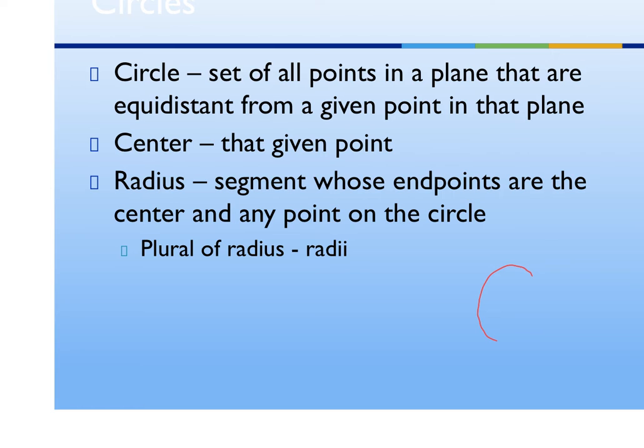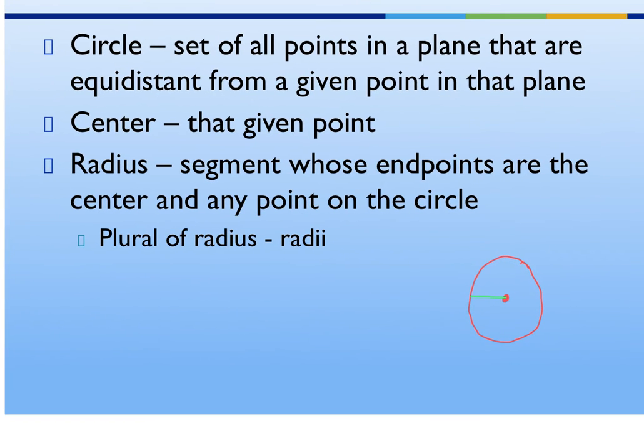Draw your circle on your page, and we're going to label some portions of that circle. There's going to be a center, and then we'll draw a nice radius. And then we'll label it. This is our circle. This is our center. And this is our radius.